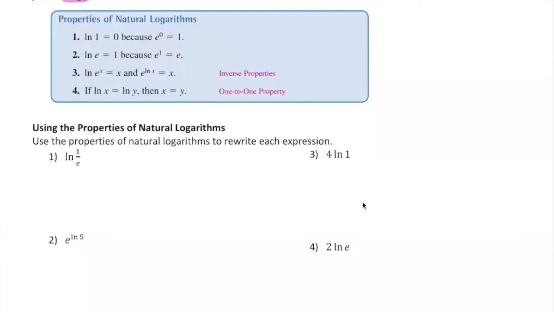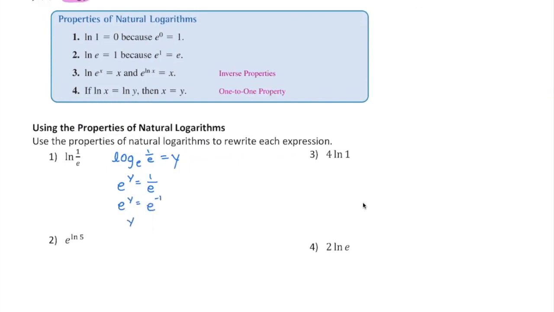So if I start on number 1, the first thing I'm going to do is rewrite this as an exponent. Oh my goodness, it's not 6, it's e. So we know that this will equal y. So I'll just say this is log base e of 1 over e equals y. So if I write this as an exponent, I get e to the y equals 1 over e. And because I want the bases to be the same, I'm going to rewrite the right-hand side using a negative exponent, which will be e to the -1.